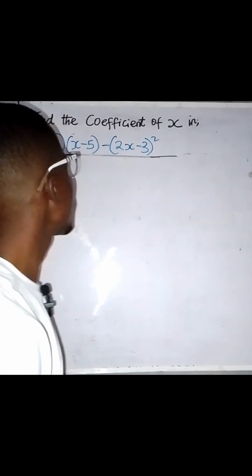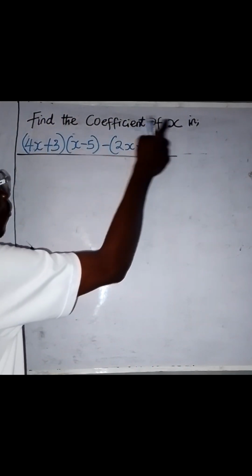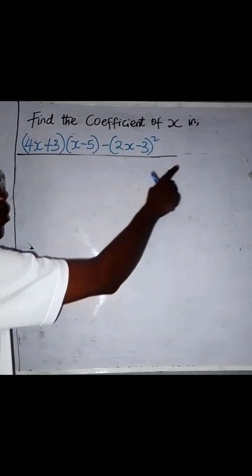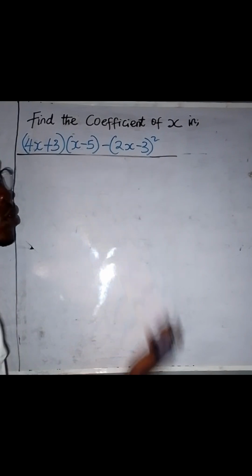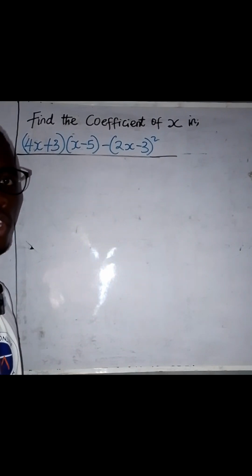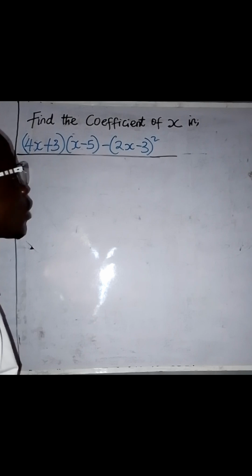Alright, today we want to look at the question, which says find the coefficient of x in this. What is this? An algebraic expression. This is a complex algebraic expression. Why is that? Because there's a power of square, there's no equal to sign, and there are letters and numbers. So that's why it's called an algebra. Okay, so let's also find the coefficient of x.